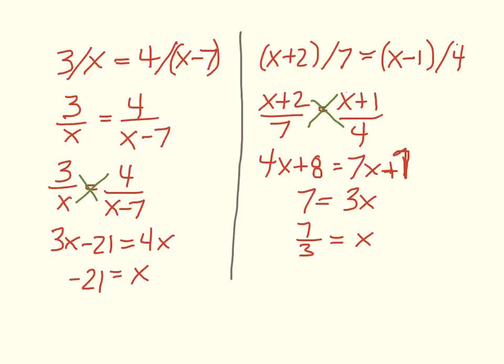Let's change this and let's try and do it on the gut. If I subtract 4x from both sides, I get 3x over here. If I subtract 7 from both sides here, I get x equal to 1. Divide both sides by 3, and I get x equals 1/3.